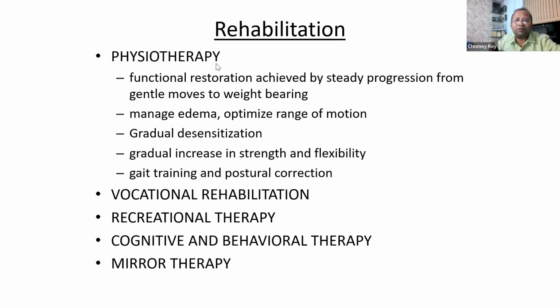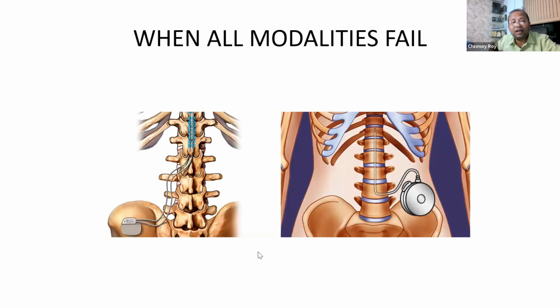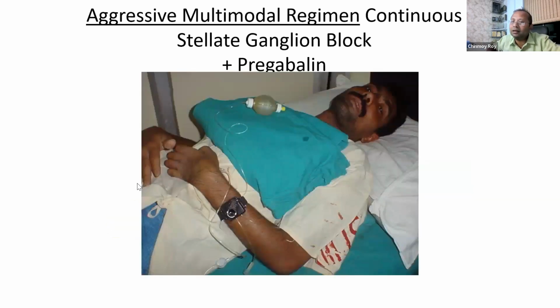Then, as I told, physiotherapy will be added, but vocational rehabilitation, recreational therapy, cognitive behavioral therapy, mirror therapy, all these things have been tried. When all modalities fail, then it is your spinal cord stimulator or intrathecal pump. These can be put anywhere, wherever there is a severe pain-producing entity and nothing is helping. Though it is a neuropathic pain, so we will go for a neuropathic treatment, neuromodulation, that is, spinal cord stimulation more than the intrathecal pump.